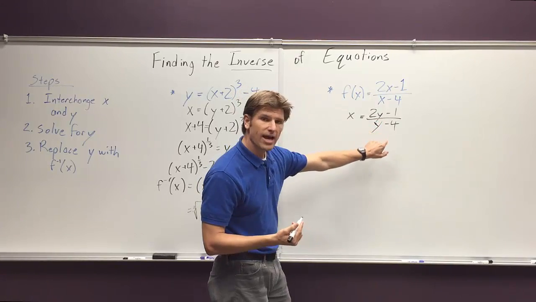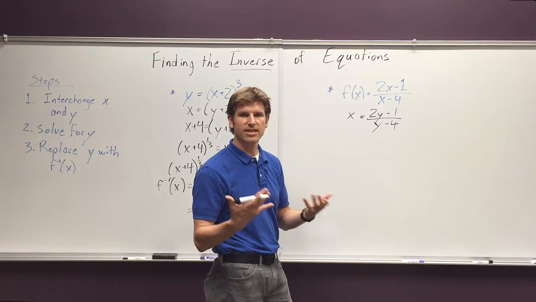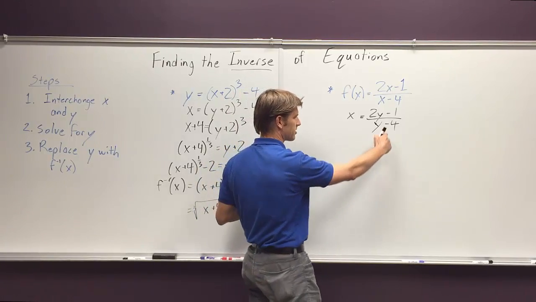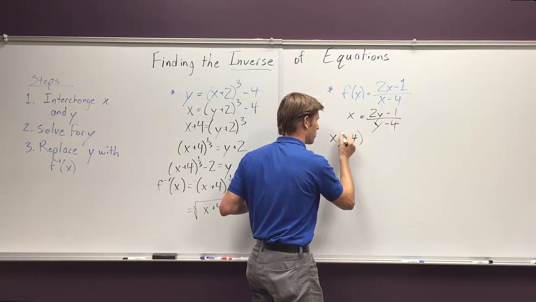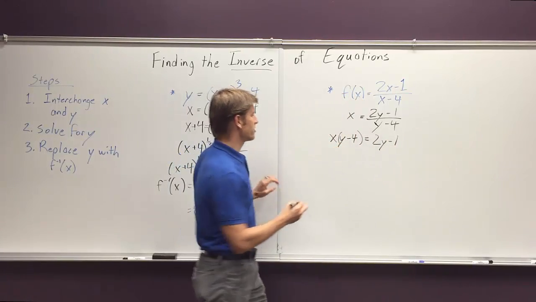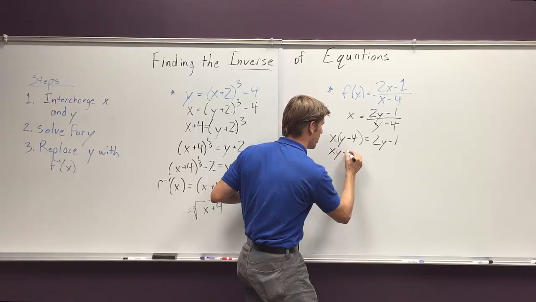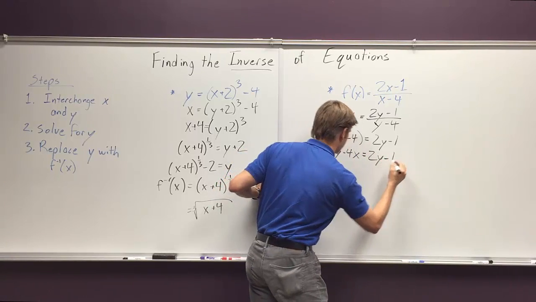Now, the challenge here is we're solving for y, but there are two y's. So we have to get y in one place. First off, we clear denominators. x(y minus 4) equals 2y minus 1. Now I'm going to distribute that x, so I get xy minus 4x equals 2y minus 1.